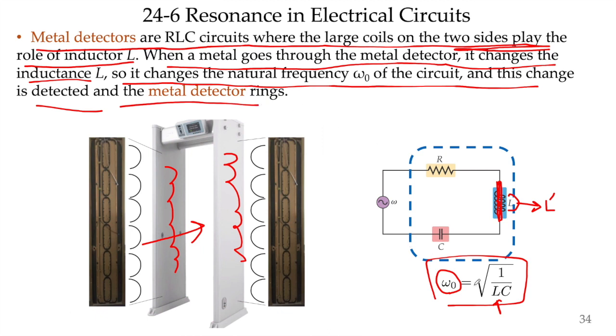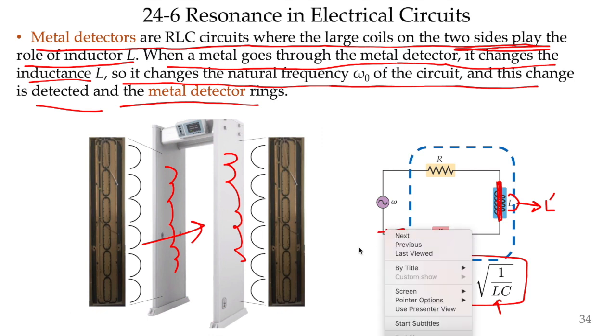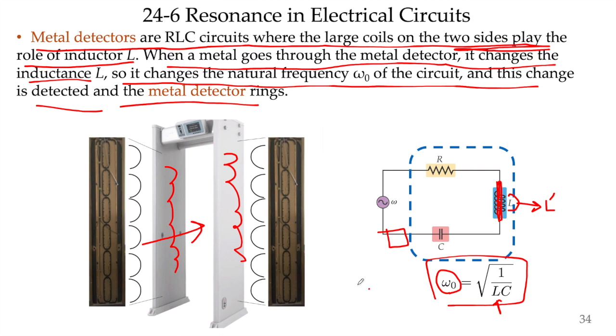It says the frequency should be 1 over the square root of LC, but now, there's some device here that monitors the frequency in the circuit. When you put some metal through the detector, it changes L. It really doesn't change the coil itself, but because you put some metal inside the coils or between the coils, it effectively changes L, which changes the circuit frequency. And this device connected to the circuit says, hey, the circuit frequency changed to a different number, and then it rings. This is how metal detectors work.